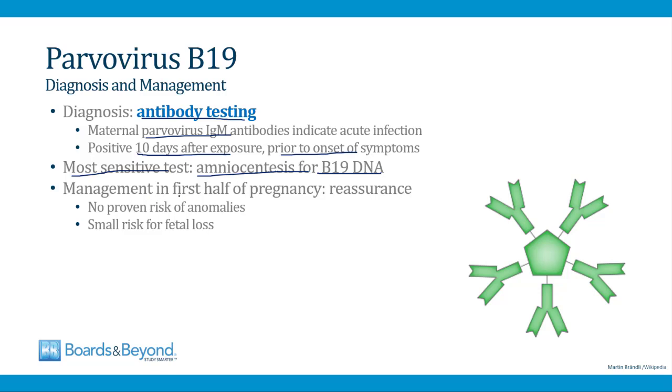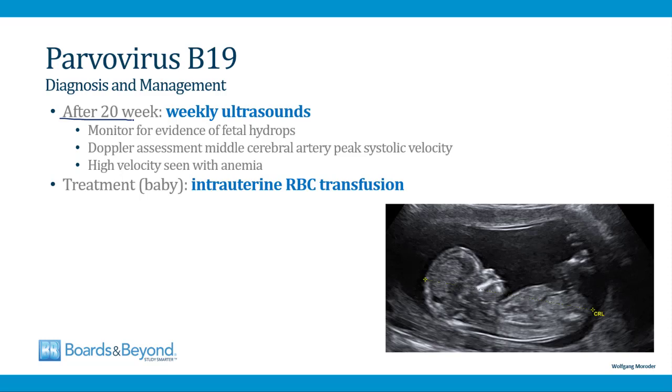If women are infected in the first half of pregnancy, the management is simply reassurance. There's no proven risk of anomalies, and there's a small risk for fetal loss. After 20 weeks, women who are infected with parvovirus have weekly ultrasounds to monitor for evidence of hydrops. In addition to looking for fluid accumulation, you can do a Doppler assessment of the baby's middle cerebral artery and measure the peak systolic velocity. This velocity gets very high when the baby has anemia. And then if there's evidence that the baby has infection and anemia from parvovirus, the baby can be treated with intrauterine red blood cell transfusions.